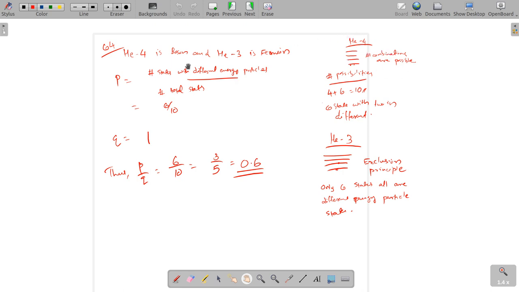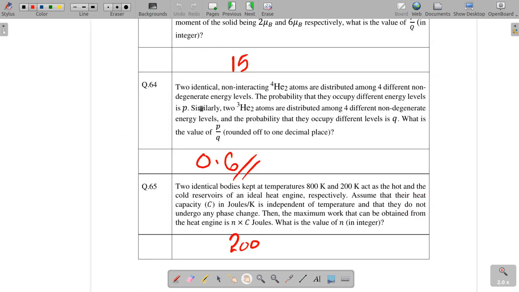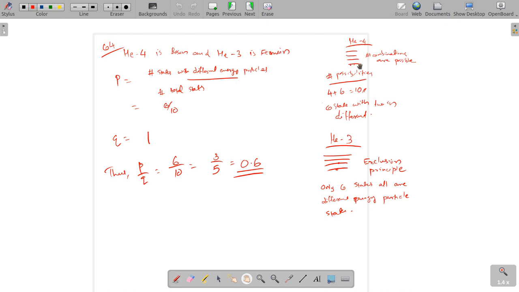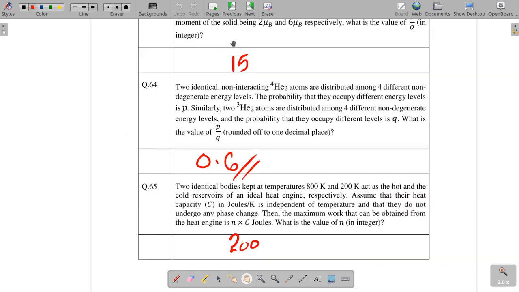Okay, so let's work out what P actually was. P is the probability that they occupy different energy levels. There are 2 helium, 2 bosons, in 4 energy levels. That's the only thing you have to take away: 2 bosons in 4 different energy levels. So how can you distribute them? That's the question. What is the value of P? P is simply the states with different energy levels.